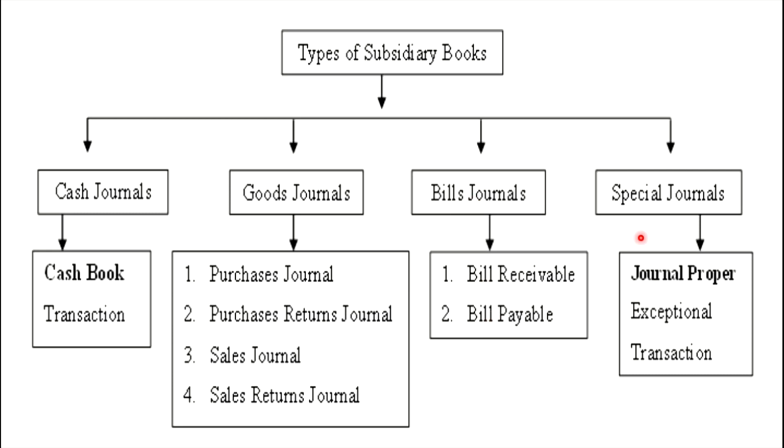The next type of subsidiary book is special journals. Those transactions which we cannot record in the cash journal, goods journal, and bill journal, we record in the special journals. For example, adjustment entries and rectification entries we record in the special journals. This is all the types of subsidiary books. Now we are going to see the cash book or cash journal in detail.